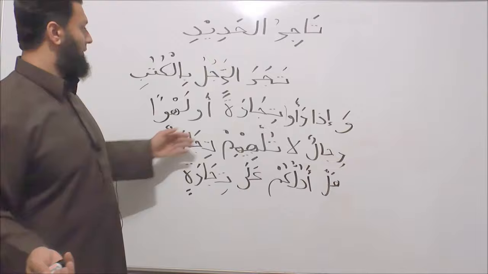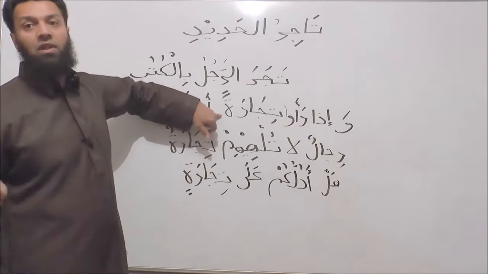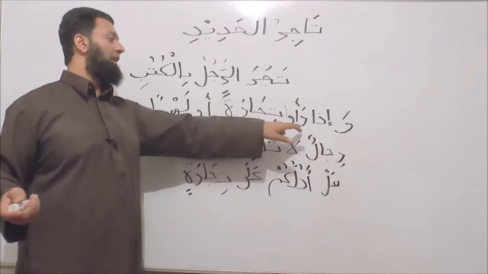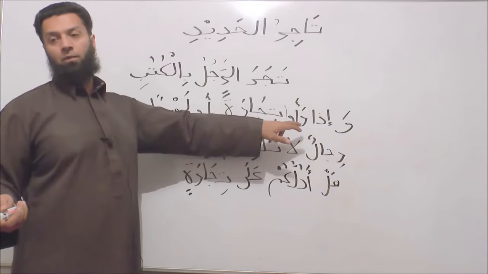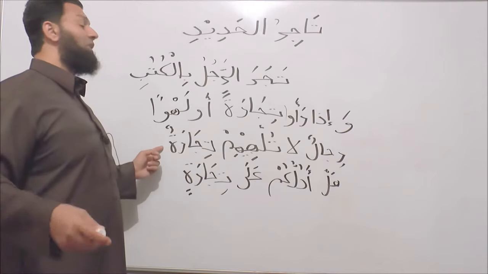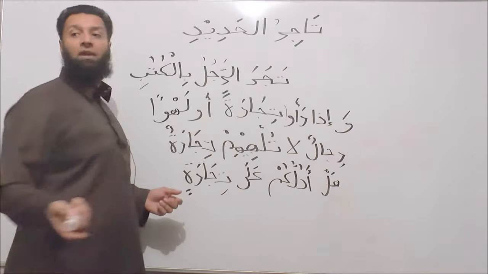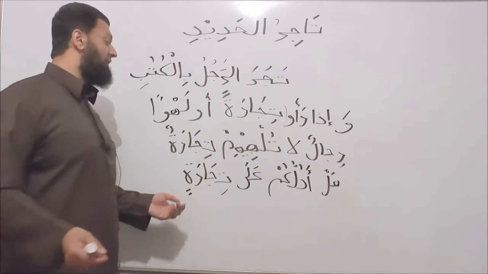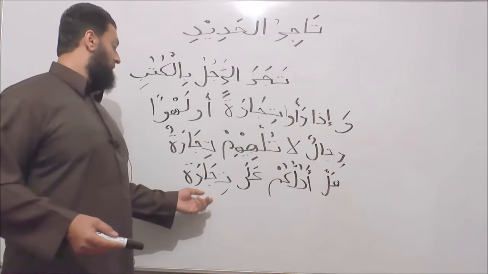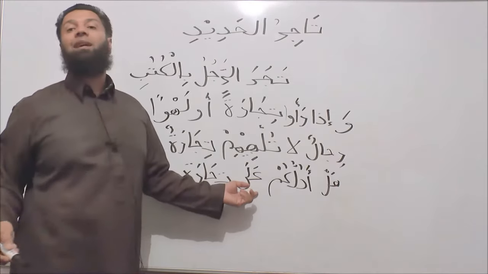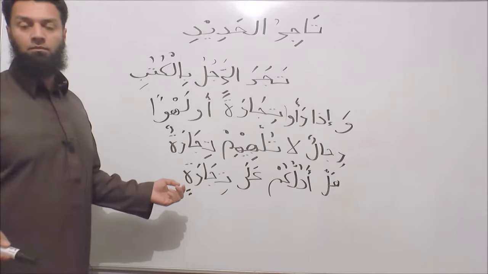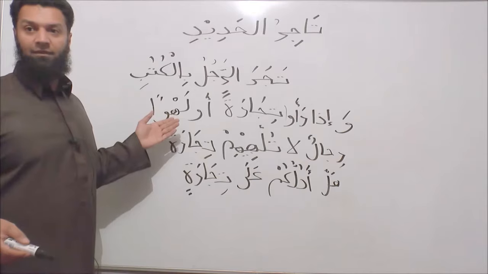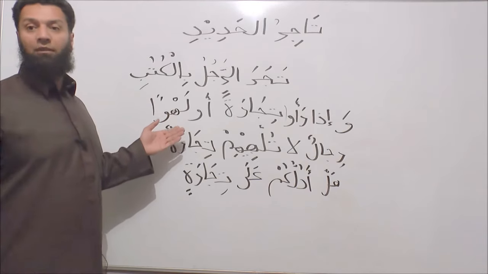Right? So here we have an example of tijaratin, which is in what state? Mansubun. Why? Because it's a mafulun bihi of ra'aw. Here we have tijaratun, which is a marfu'un. Why? Because it's a fa'ilun. And here we have tijaratin, which is a majururun. Why? Because it's the ismu jarin, the noun that comes after ala, the harfu jarin. Right? Isn't that good, dear Arjan? Tijara in all three forms.